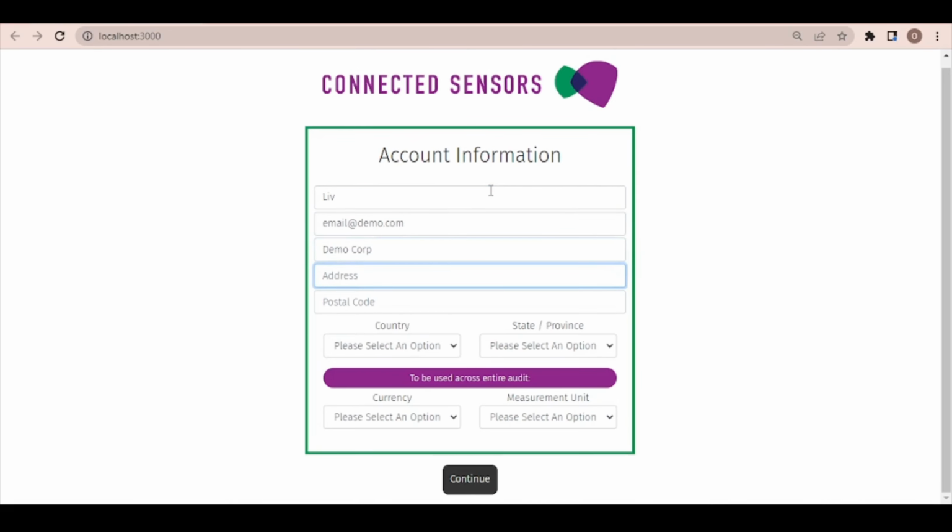Enter the company's address, select the country and the province or state, as well as the currency and measurement unit that you'll be using to fill out succeeding details in the next steps.